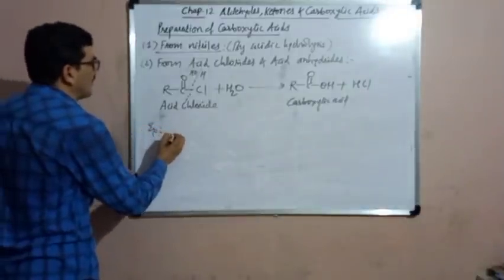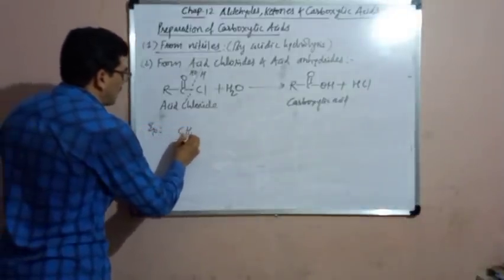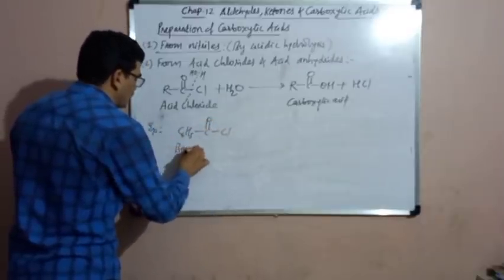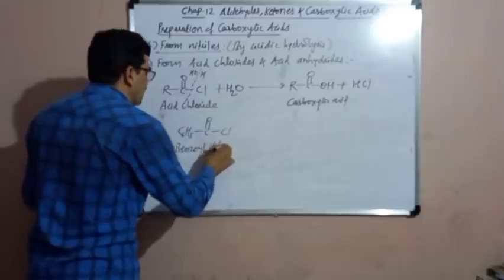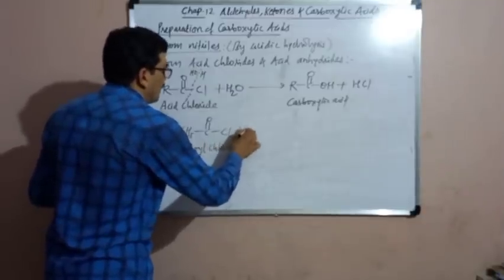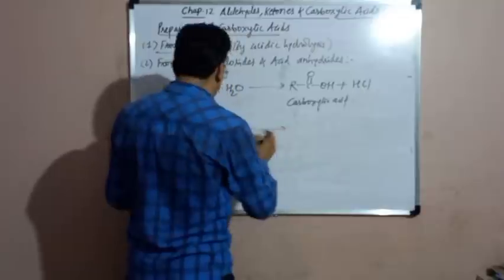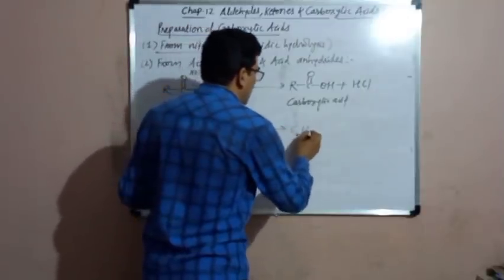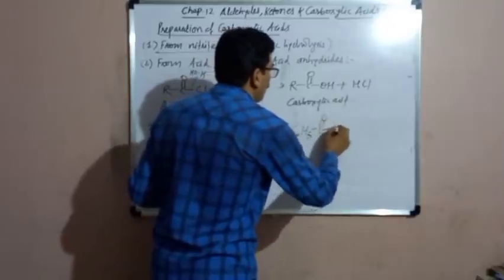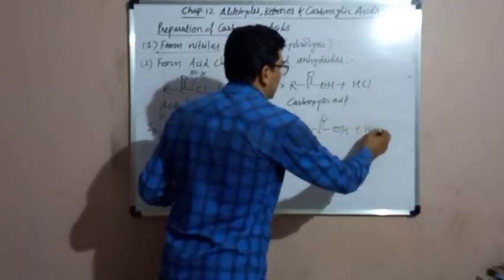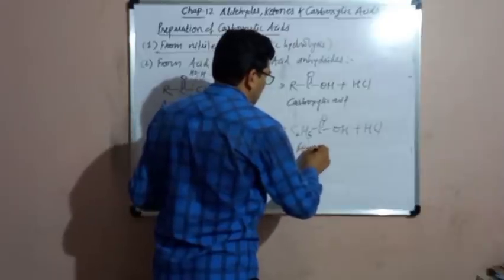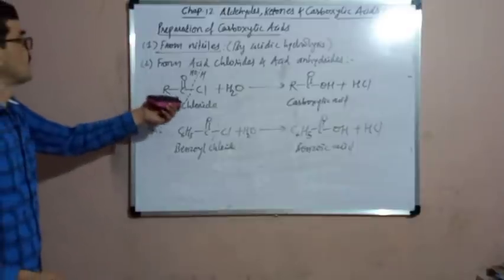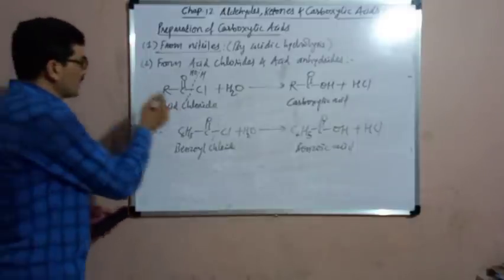Example, suppose here we have taken benzoyl chloride. This is the benzoyl chloride. That is the chloride of benzoic acid. When it is hydrolyzed by water, it will give C6H5, C double bond O, OH plus HCl. That is the benzoic acid. This is the benzoic acid. Aliphatic acids are also obtained by this method. Now here, these are the acid chlorides.